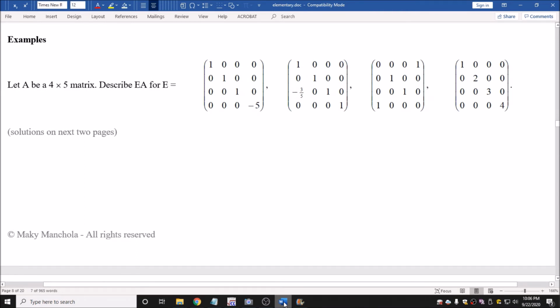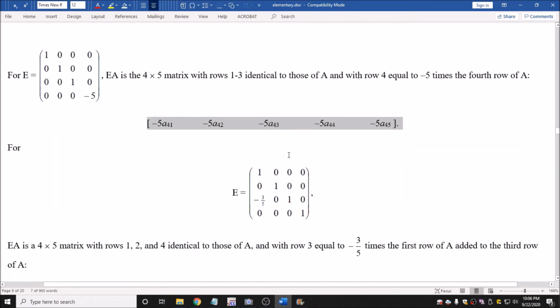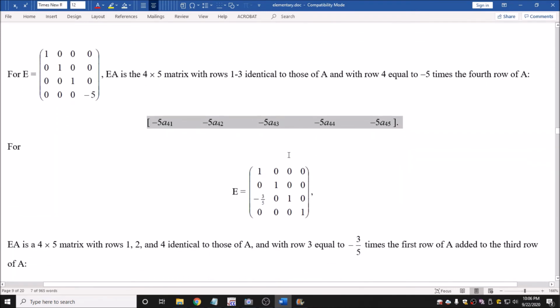Solutions. For the 4x4 elementary matrix E, where the fourth row of I is multiplied by -5, EA is the 4x5 matrix with rows 1, 2, and 3 identical to those of A, and with row 4 equal to -5 times the fourth row of A. So here is the fourth row of EA: -5 A41, -5 A42, all the way up to -5 A45. So explicitly, what is EA?